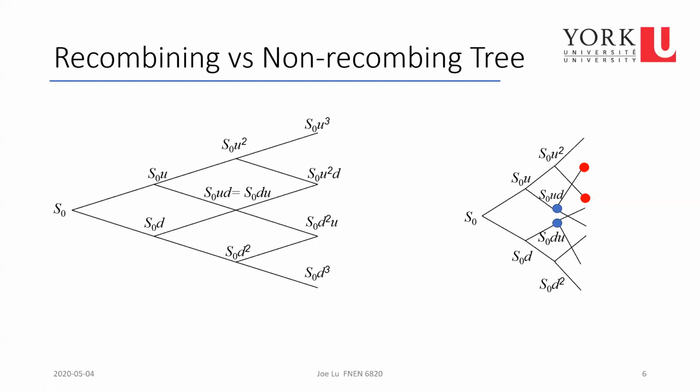And you will see that when you need to do numerical computation, after a very small number of steps, you will not have the computational resources to handle this particular tree. So it becomes really, really complicated and almost impossible to calculate numerically.